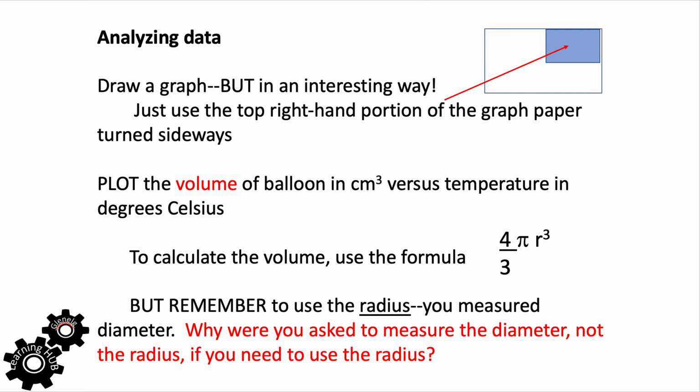Now, you're going to plot the volume of the balloon in centimetre cubed versus the temperature, and we measured it in degrees Celsius. And so we've got the formula for the volume here, but remember, you've got an R in there for a radius, and you noted the diameter. So why do you think you're measuring the diameter, not the radius, in the lab, if it's really the radius that we want?